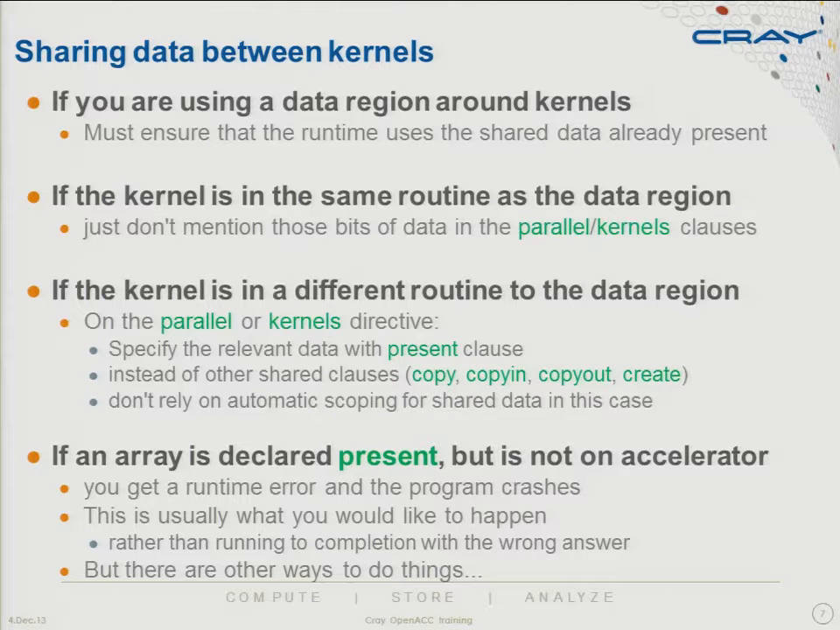And it does this because the compiler and the runtime maintain a table that knows which CPU memory addresses have been mapped onto the GPU and where they are in the GPU memory. And so it checks this table to see whether it exists there or not.